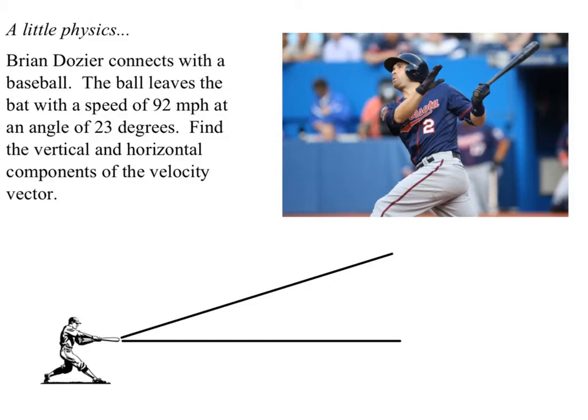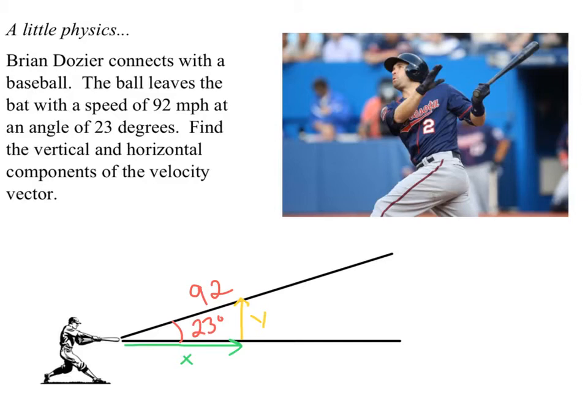Finally, I just want to talk about getting horizontal and vertical components with motion. Okay, so you can see a ball leaves the bat with a speed of 92 miles an hour. So think about this as a kind of a component like this. This is 92 miles per hour, at 23 degrees. And I want to find the horizontal component and the vertical component of this. So I would think about it almost like there's an x here and a y here.